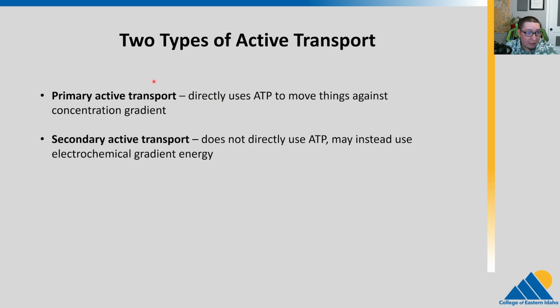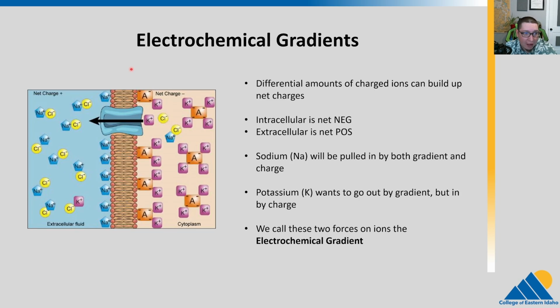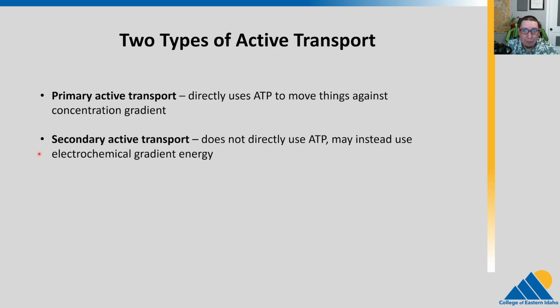So these gradients, we might want to work against them. Like say, I don't know, we want to bring more potassium into the cell, right? That's something we might want to do. Maybe we want to keep the potassium inside. Well, we're going to have to go against this concentration gradient here. Or vice versa, right? If we wanted to bring this sodium out of the cell, so on and so forth, we're going to have to go against a gradient.